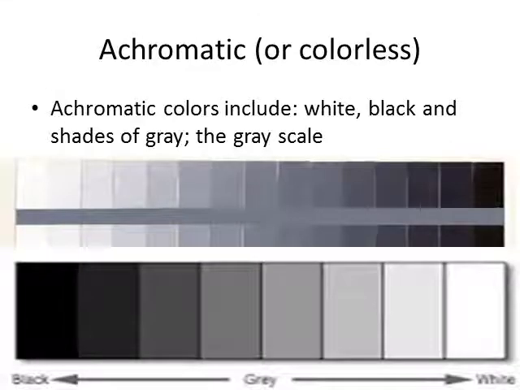The next type of color scheme is an achromatic or colorless. The colors in an achromatic color scheme are black, white, and shades of gray, also referred to as the grayscale. So if you've never said this word before, achromatic, I want you to take a second and practice saying it, because when I look at this word, I always see the word chrome, and I want to say achromatic. So just take a minute and practice saying that word so you get comfortable with it.